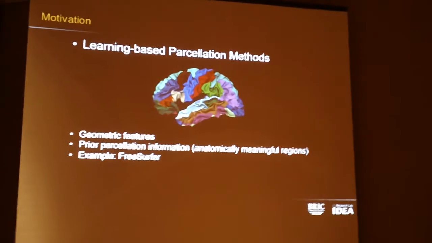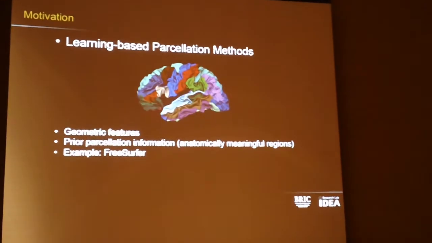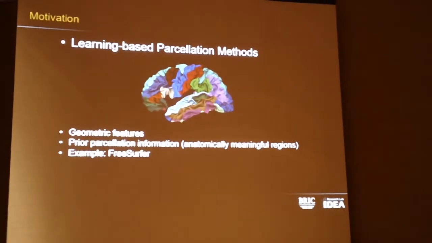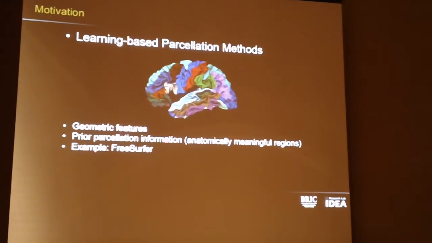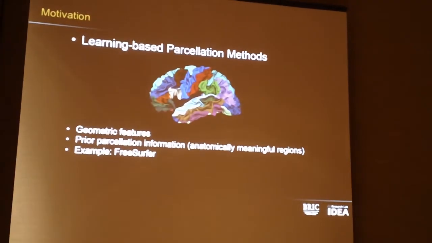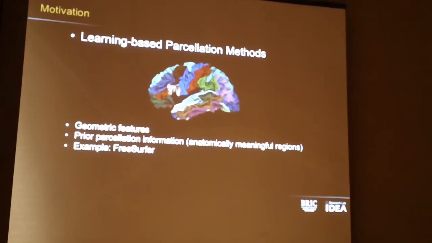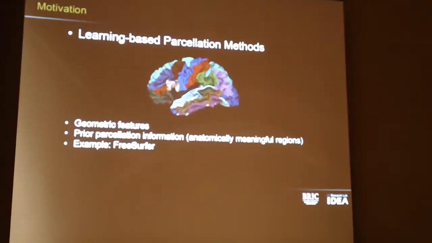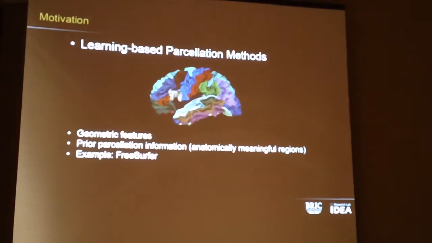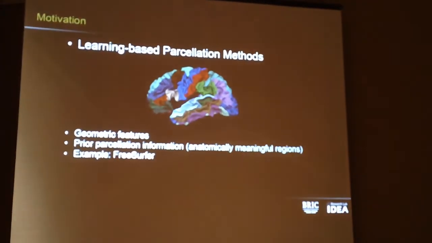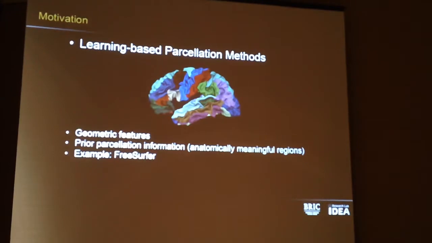In learning-based methods, they will not only use geometric features, but also use prior parcellation information. The prior parcellation information is usually manually labeled anatomically meaningful regions. For example, FreeSurfer belongs to this kind of method. And because FreeSurfer only uses very limited, very simple geometric features, the performance is limited.